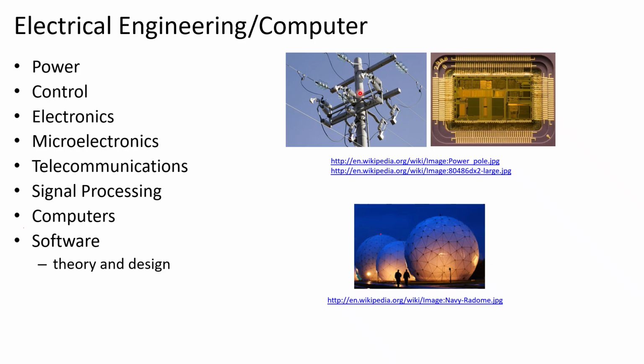Those individuals with a degree in electrical engineering or computer science or computer engineering might be involved in any of the areas that you see listed here. For example, electrical engineers might be involved in managing the electricity transmission grid that we have. Over here in the upper left-hand corner, you see a picture of a utility pole with multiple lines going through it. Managing this grid is of great importance to us, as we have come to expect uninterrupted power.